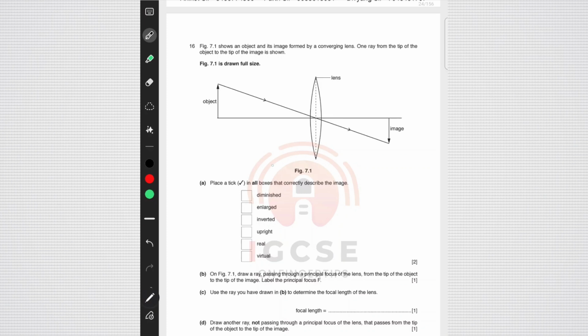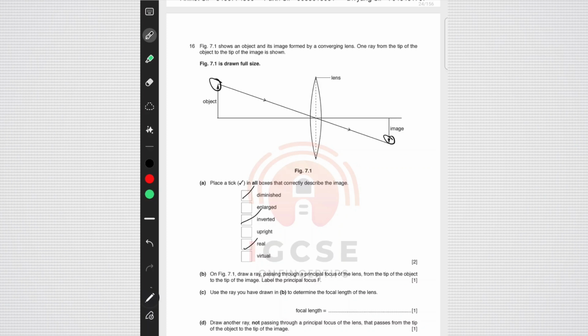On figure 1.7, the object is given. Put one tick on each row correctly. Yes, it is diminished, meaning it is smaller. So if it is diminished, it cannot be enlarged. Is it inverted? Yes, it's not upright, it's facing down. Then real, because the rays are actually meeting, it is real.